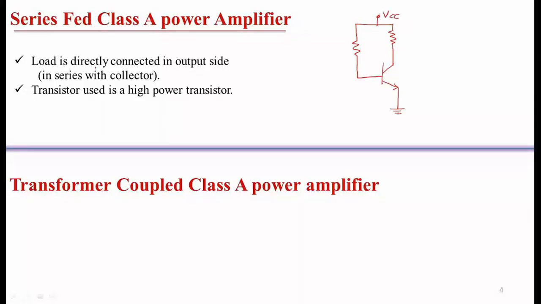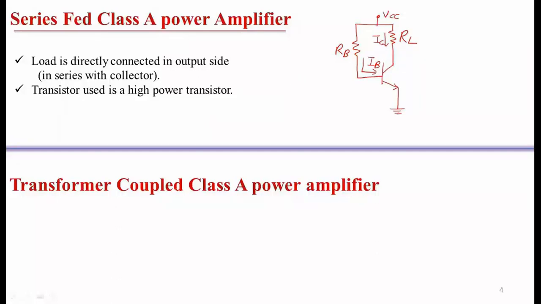and as we discussed, the load is directly connected on the output side in series with the collector. So we put our load resistance in place of RC, and this is RB. The current IB flows in this direction, and here we have the IC. So this is the circuit for the series fed Class A power amplifier.